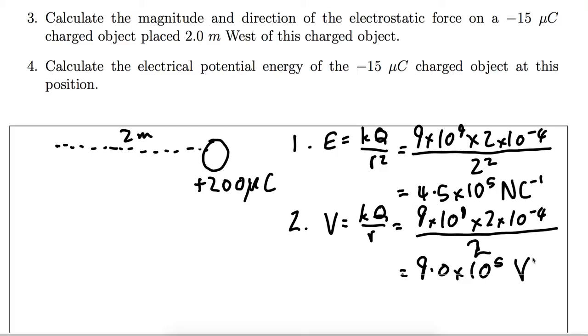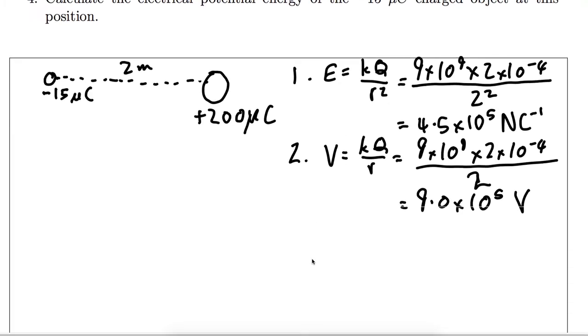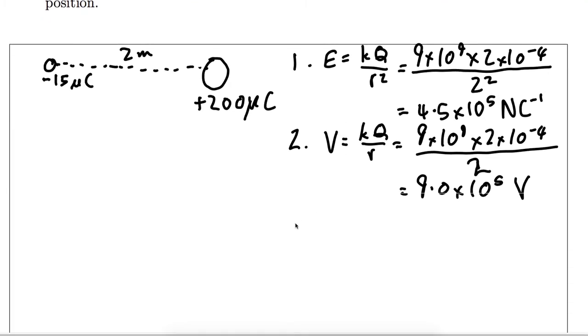So then we're asked, what's the magnitude and direction of the force if we place a minus 15 microcoulomb charged object 2 meters to the west of the charged object. So we've done that. This is the point we've been looking at. What's the magnitude and direction of the force on it? Okay, it turns out there are a couple of ways to do this, the easy way and the slightly less easy way. They're both pretty easy, but the first method is we have an equation F equals QE. The force is equal to the charge times the electric field at that point.